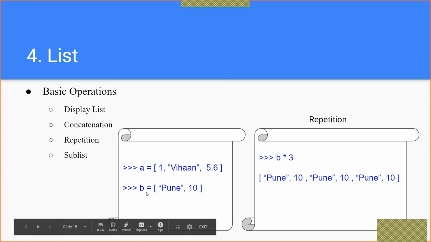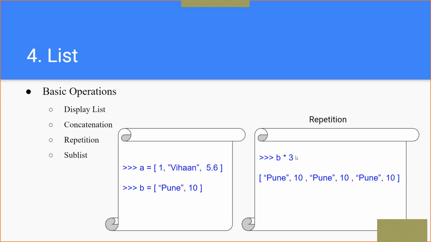I have given the number 3, so whatever is in B, this will be repeated 3 times. So Pune 10, this is the first, Pune 10, this is the second, and Pune 10, this is the third. It means we have repeated this 3 times because the number 3 is given here. So this is the repetition. I think you know how to use this in the string, so this is very simple, right?